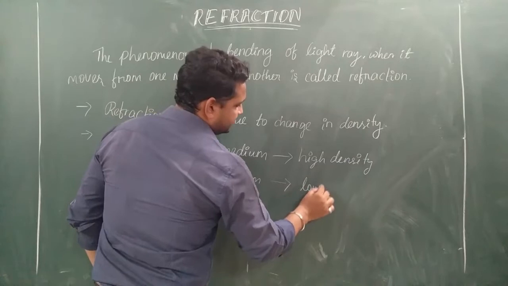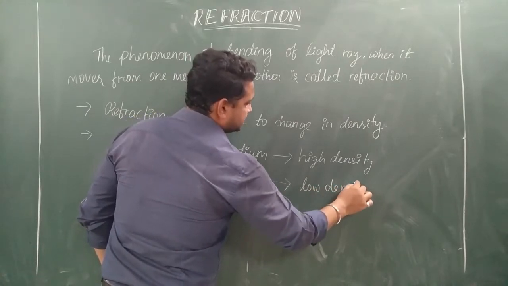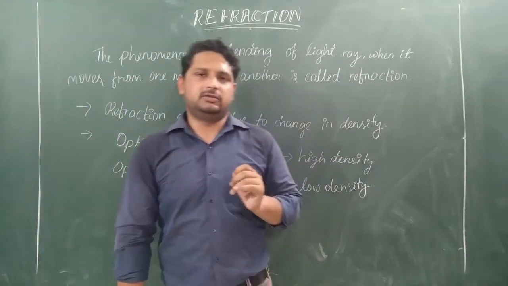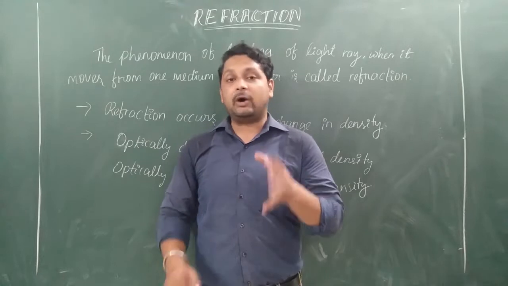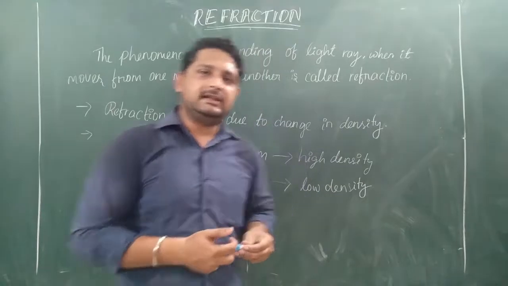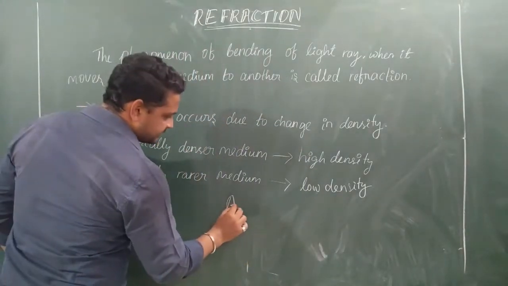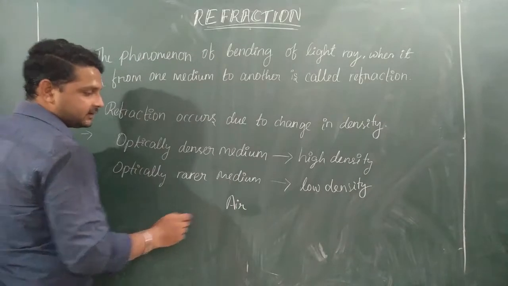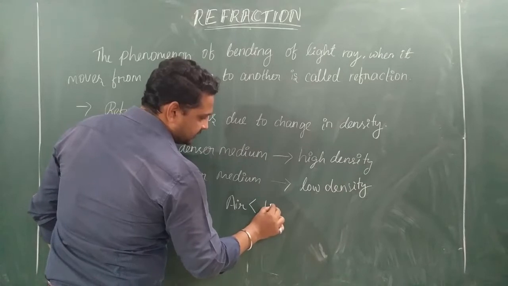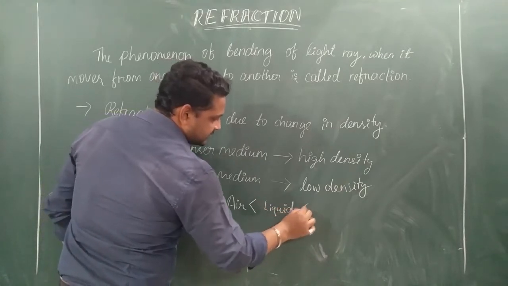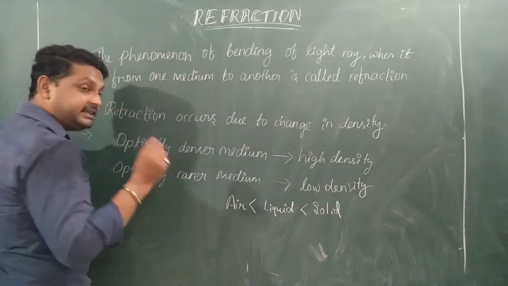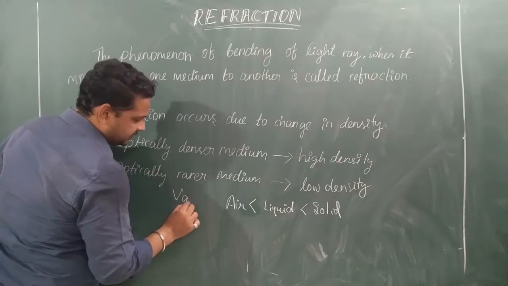And optically rarer medium means low density. Okay. So now you might have understood what these density terms mean and how they are related to the path of the light. So from that we can say that, on the basis of density, air is less dense than liquid, which is less dense than solid. So solid has the highest density, and the least density is seen in vacuum.